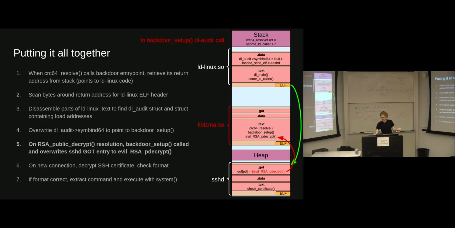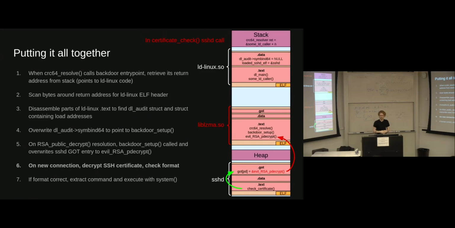And then eventually, it's going to resolve RSA public decrypt. It'll call our particular callback function that we set up. Our callback function will do the actual global offset table overwrite and fix the global offset table to point to our malicious version of this RSA public decrypt function. And then it'll just return control back to the linker, which will finish up and start executing SSHD. Then SSHD will sit around waiting for a connection. And if a connection is received, it'll decrypt the SSH certificate, think it's calling RSA public decrypt, actually call our malicious version, which will do this formatting check and execution with system.